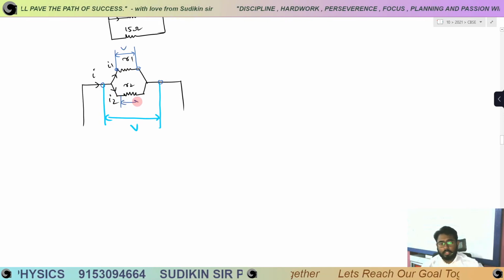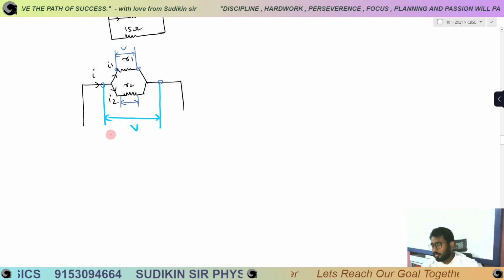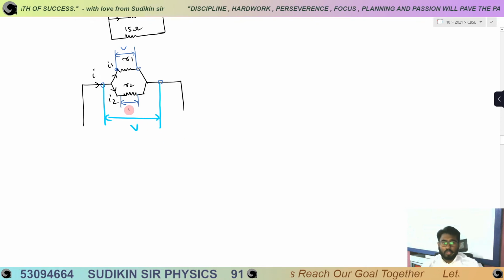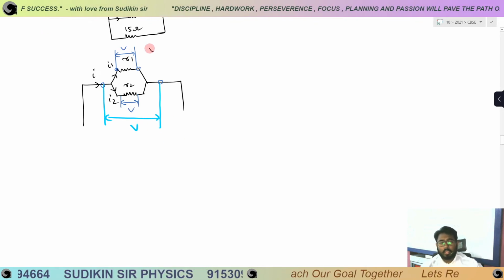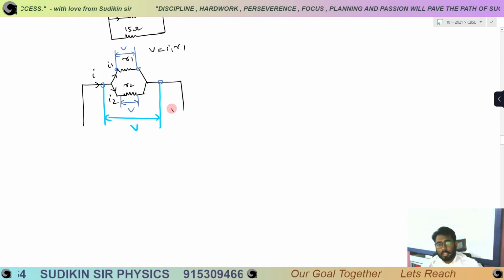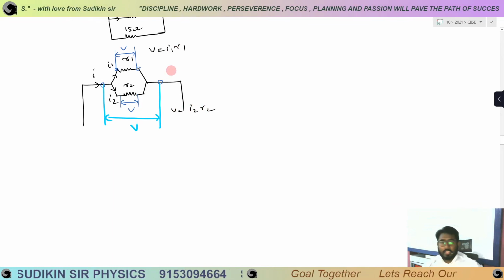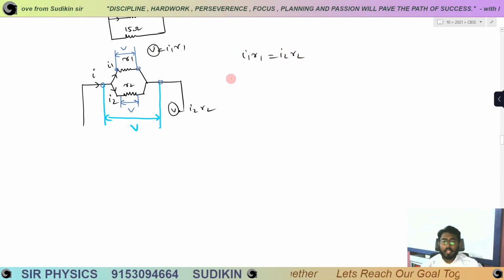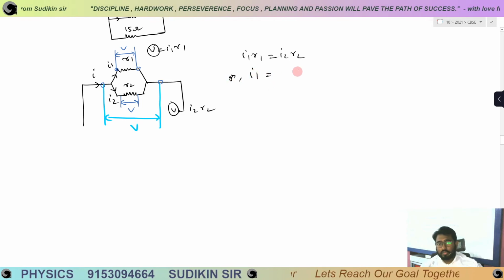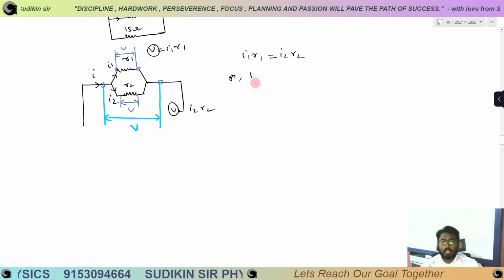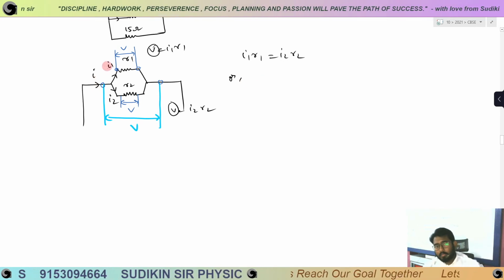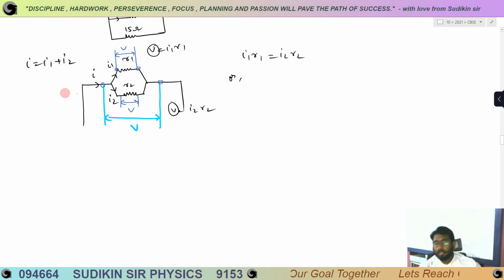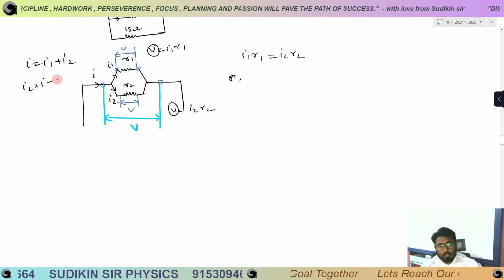Now what is the potential difference here? V. Very good. So you have learnt it well. So can I write this V as I1 R1 and this V as I2 R2? As both of them are V, can I equate them and say I1 R1 equals I2 R2? Also, I is getting divided into two currents, right? So can I say I equals I1 plus I2? Now, can I say I2 equals I minus I1?